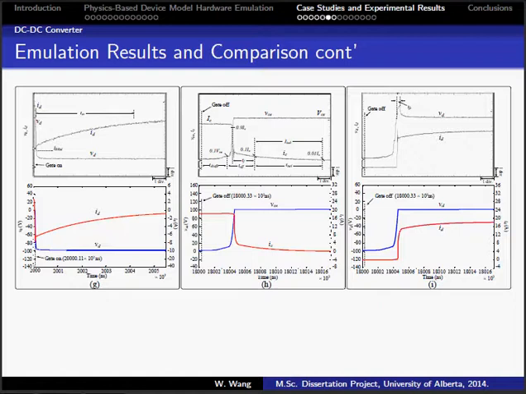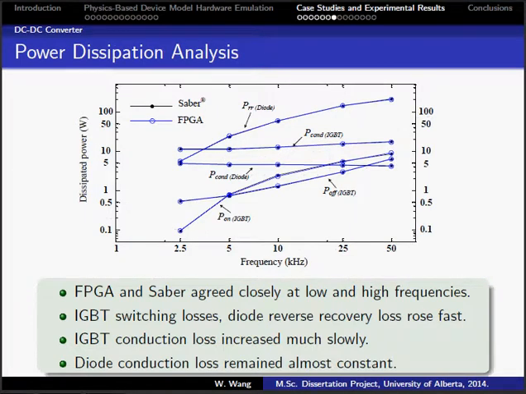These figures show the power dissipation of the switching devices, IGBT and diode, with the increasing of the switching frequency. As can be seen, FPGA and Saber agreed closely at low and high frequencies. IGBT switching losses and diode reverse recovery loss rose fast. However, IGBT conduction loss increased slowly. Diode conduction loss remained almost constant.